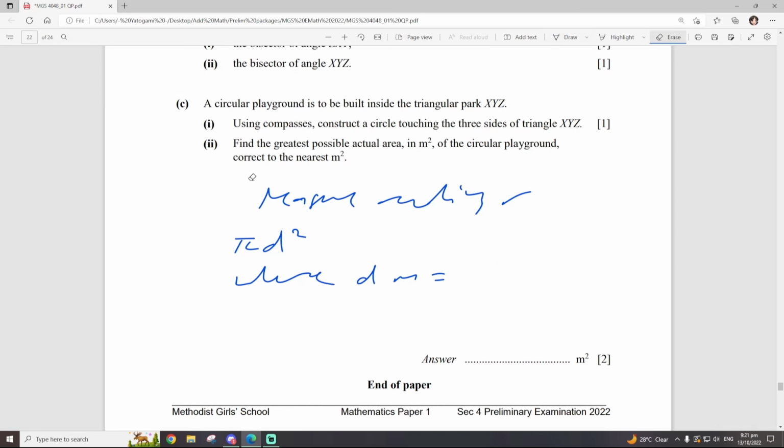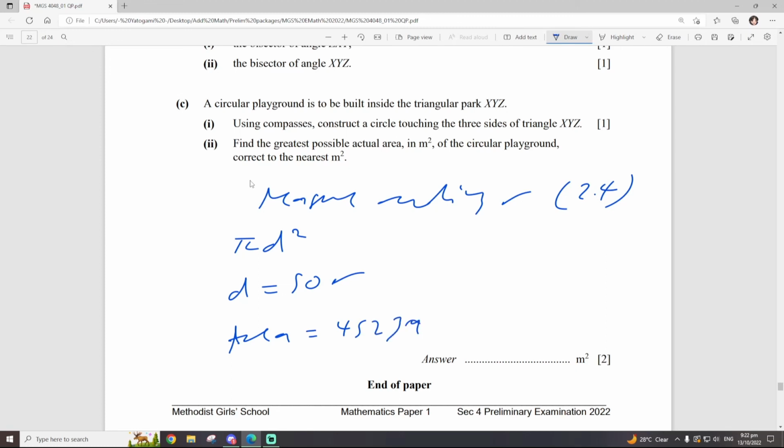How do I explain this? I think you guys get the idea. But d equals 50r. The answer scheme says the answer is 2.4 cm for this part. So you take that times 50, then you square that, then you multiply by pi, and you will get 45239. This one is to the nearest square meter.